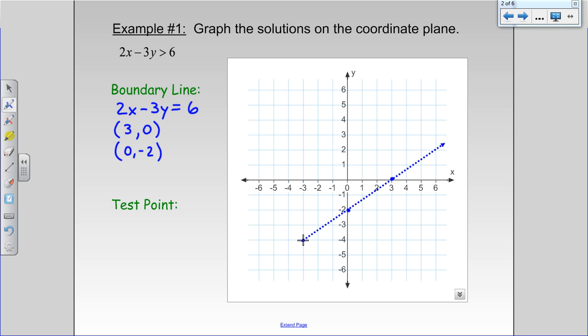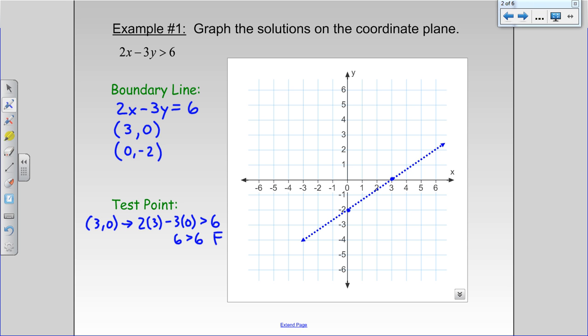To understand why they are not solutions, we can simply substitute one of those points in as a test point. For example, take the point (3, 0). If we insert that point into our inequality, we obtain 2 times 3 minus 3 times 0 is greater than 6. This leads to the inequality 6 is greater than 6, which is false, indicating that the point (3, 0) is not a solution of the inequality, hence the dashed line.